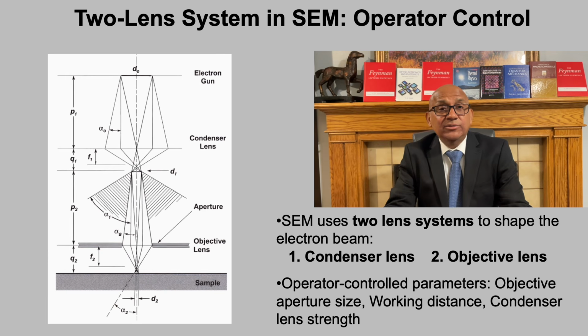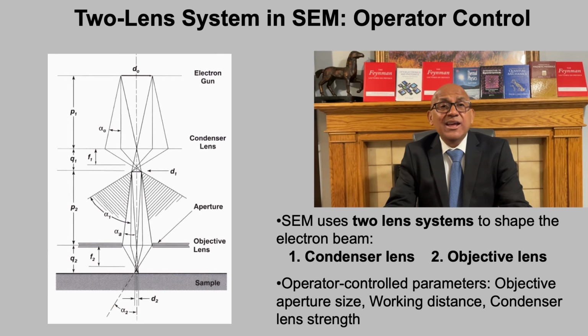In practical terms, the condenser setting strongly influences three things at once. One, how much beam current is allowed to pass downstream. Second, the beam diameter, or crossover size, entering the objective lens. And third, the convergence angle of the beam that will eventually form the probe.